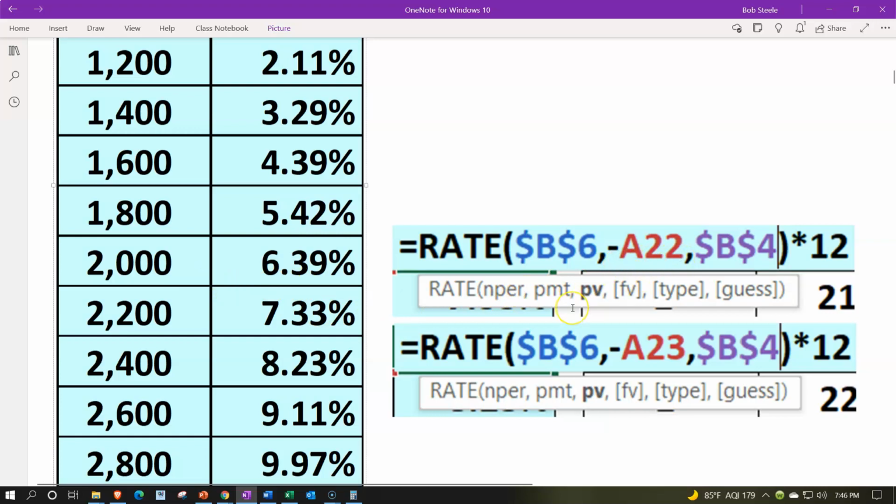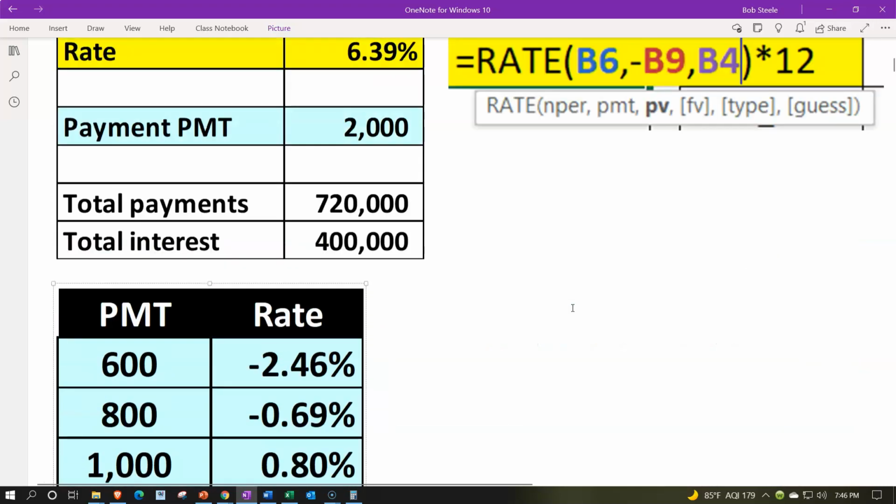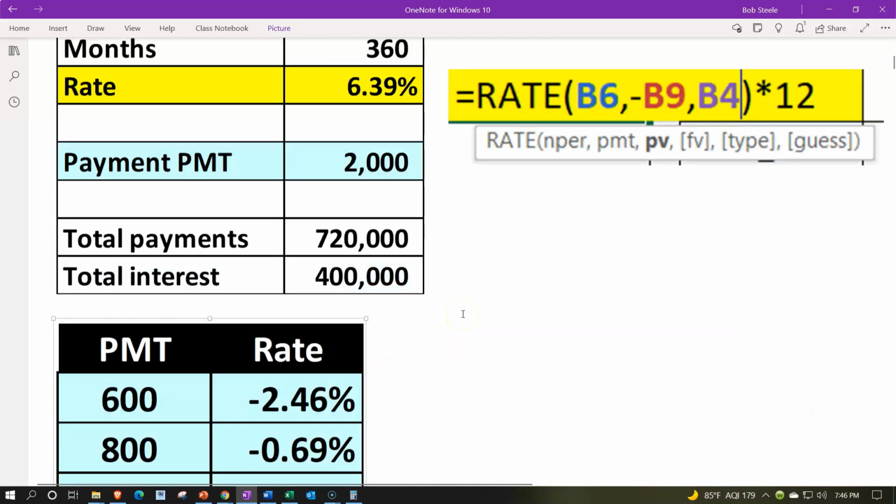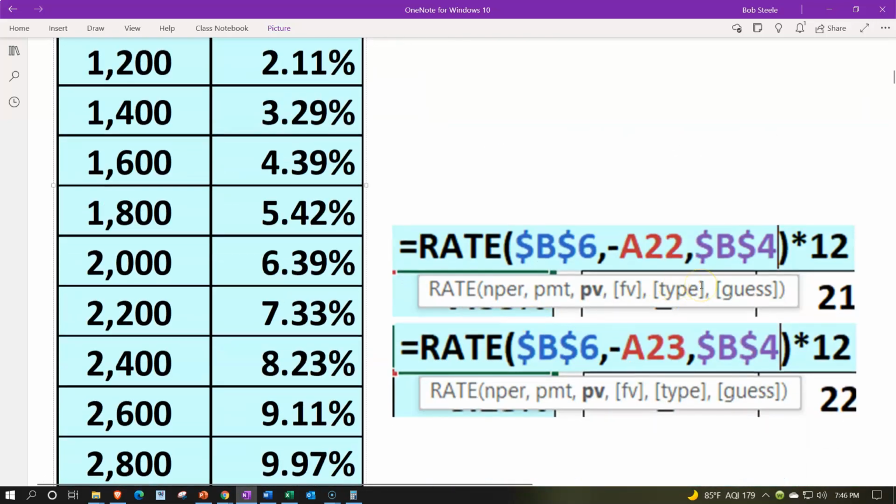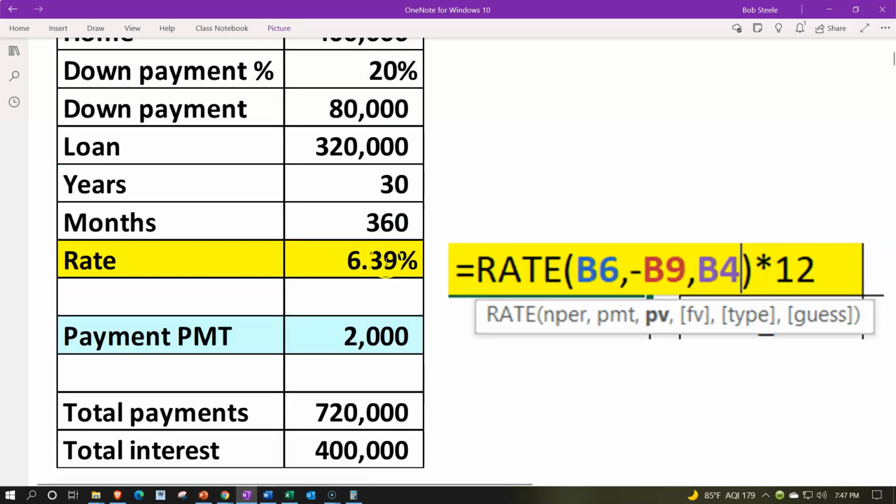And then comma, the present value, the loan amount coming from the data up top, is going to be the 320. Also an absolute reference, because when we copy it down we don't want it to move down, dollar sign for the B and the 4. Then we close it up, multiply it times 12, and we get this 6.39 again. Same calculation we got up top.